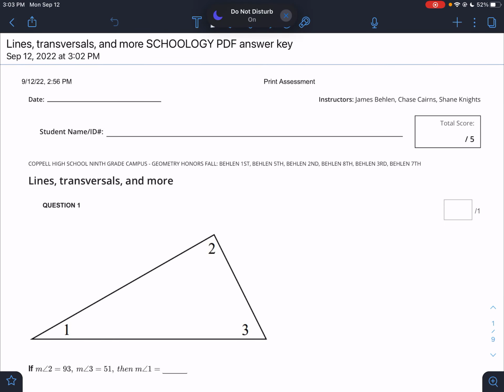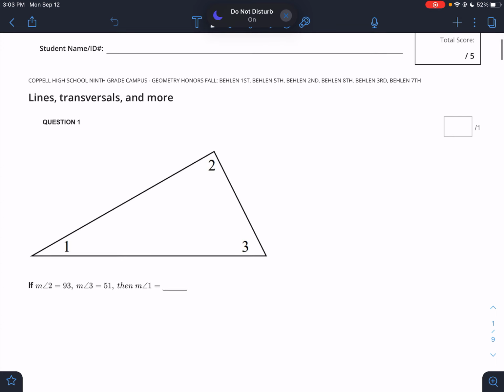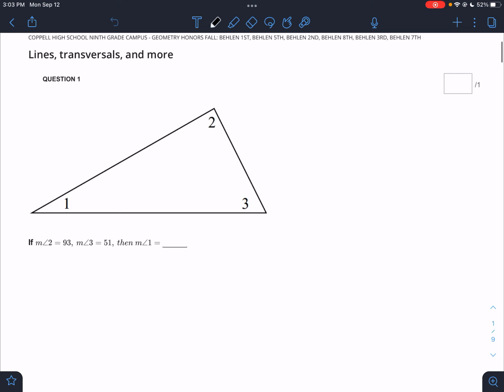All right, guys, I'm working on the lines, transversals, and more Schoology assignment. Hopefully this will help you get through it.